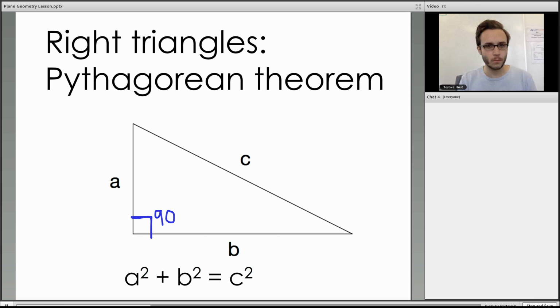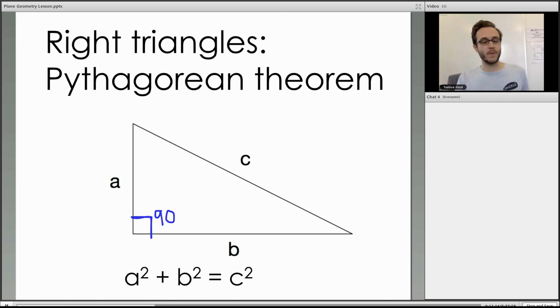So one special thing, and probably the most special thing about right triangles, is that you can calculate the length of their sides using the Pythagorean theorem. The Pythagorean theorem is, for me, the main workhorse of a lot of work in plane geometry. You can figure out a lot knowing the Pythagorean theorem.